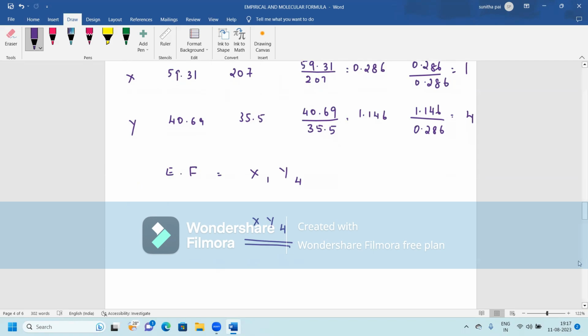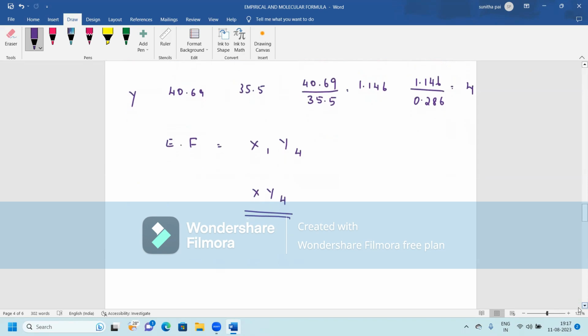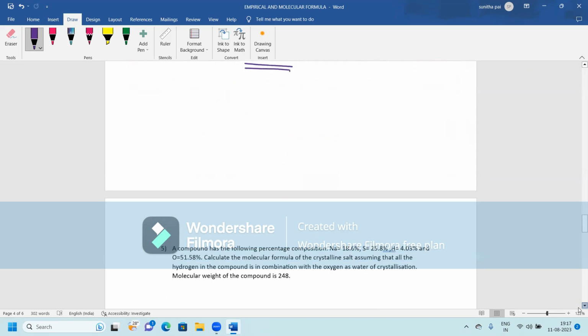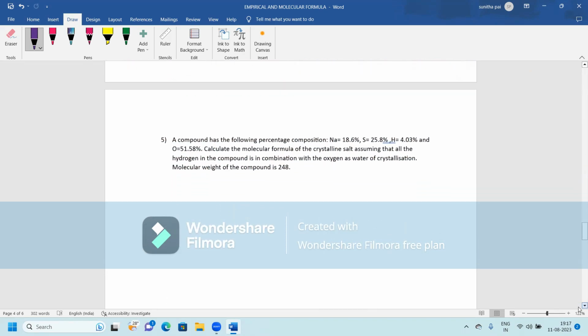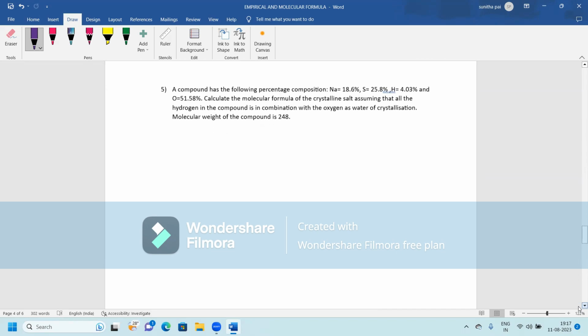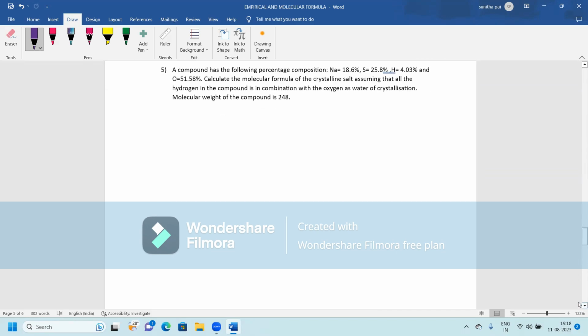So this was a different question. Here, the percentage was not given directly. Instead, the weights were given. So using the weights, we can calculate the percentage, and from the percentage, we can calculate the empirical formula.